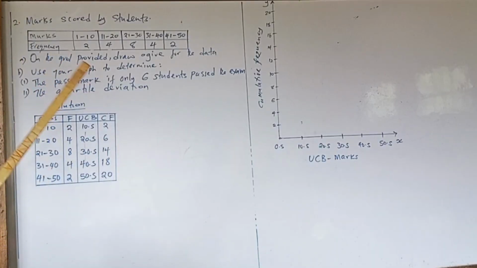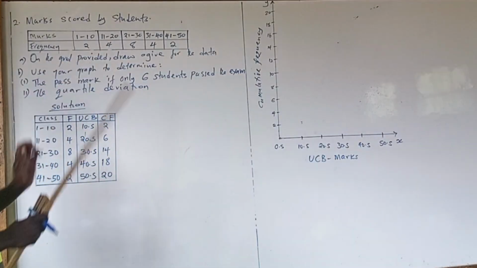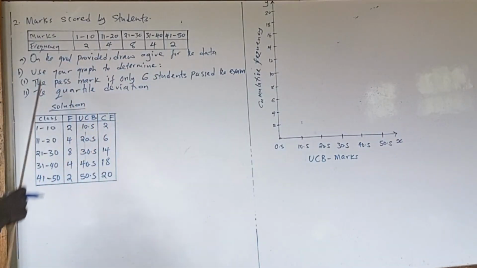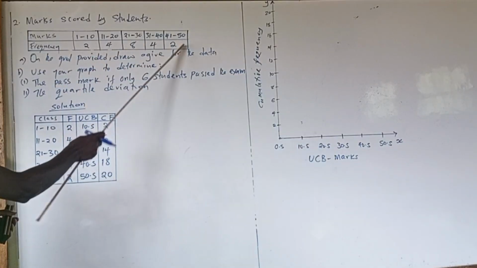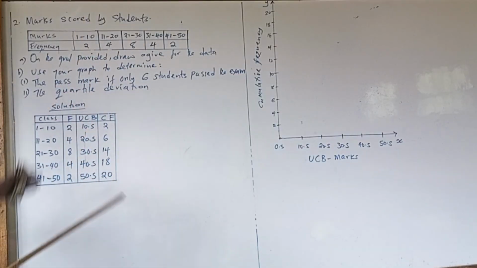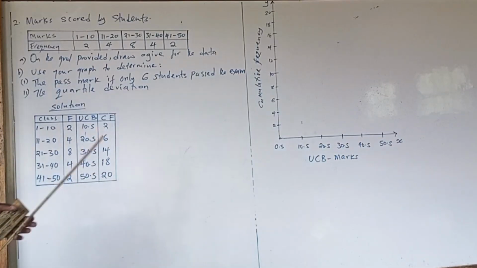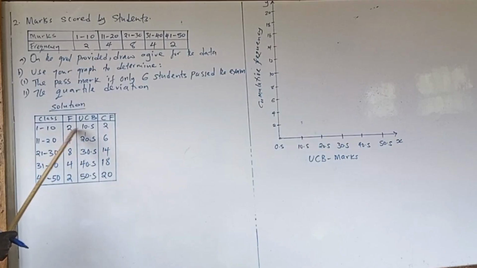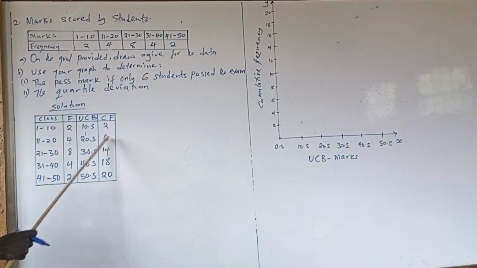You have been given marks of students. The marks are up to 50. Then the number of students is 2, 4, 8, 4, and 2. So you come up with a table, upper class boundary, and cumulative frequency. For cumulative frequency, the first one is 2. Then you add: 2 plus 4 is 6, 6 plus 8 is 14, 14 plus 4 is 18, 18 plus 2 is 20.